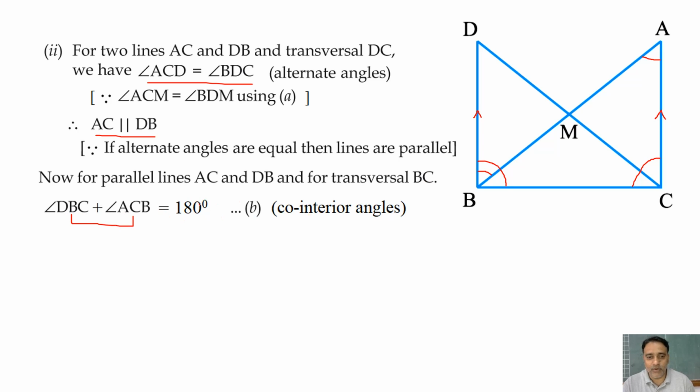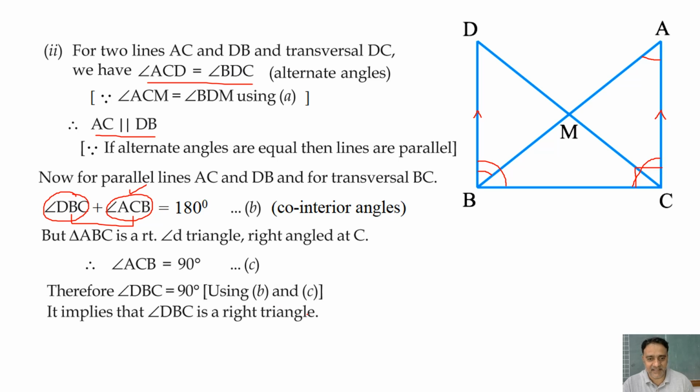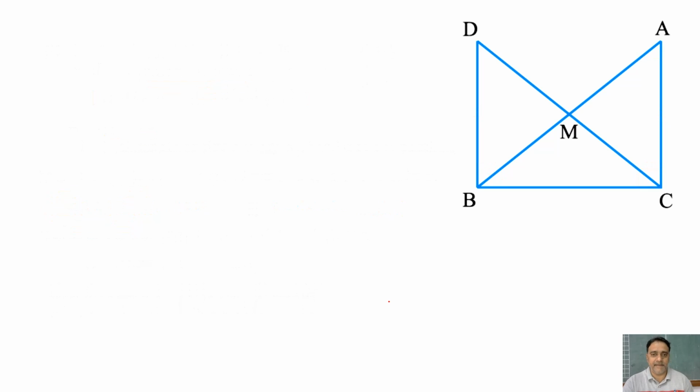co-interior angles. And what is the value of this angle? 90 degrees. It is given because this is a right angle triangle, right angled at C. So if this angle is 90 degrees, what about this angle? 90 degrees. So therefore angle DBC is also equal to 90 degrees using these two equations. Hence angle DBC is a right angle. Any doubt? No, sir. Now we are going to prove the third part: triangle DBC is congruent to triangle ACB. So we are going to take this triangle. These two are equal. Why? Already proved in the first bit, CPCT.